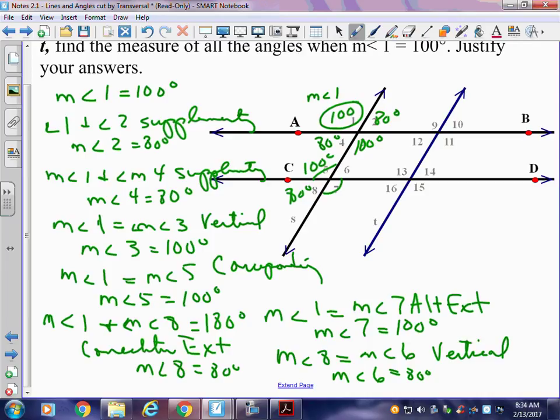So now, what I'd like you to do is see if you can go through and do the same thing with 9 through 15. And to get you started, the measure of angle 1 is equal to the measure of angle 9 because they're corresponding, which means that the measure of angle 9 is 100. And now you have angle 9, and you can go off and make everything equal to angle 9 for your next part. So do that, and that'll be the end of your notes.